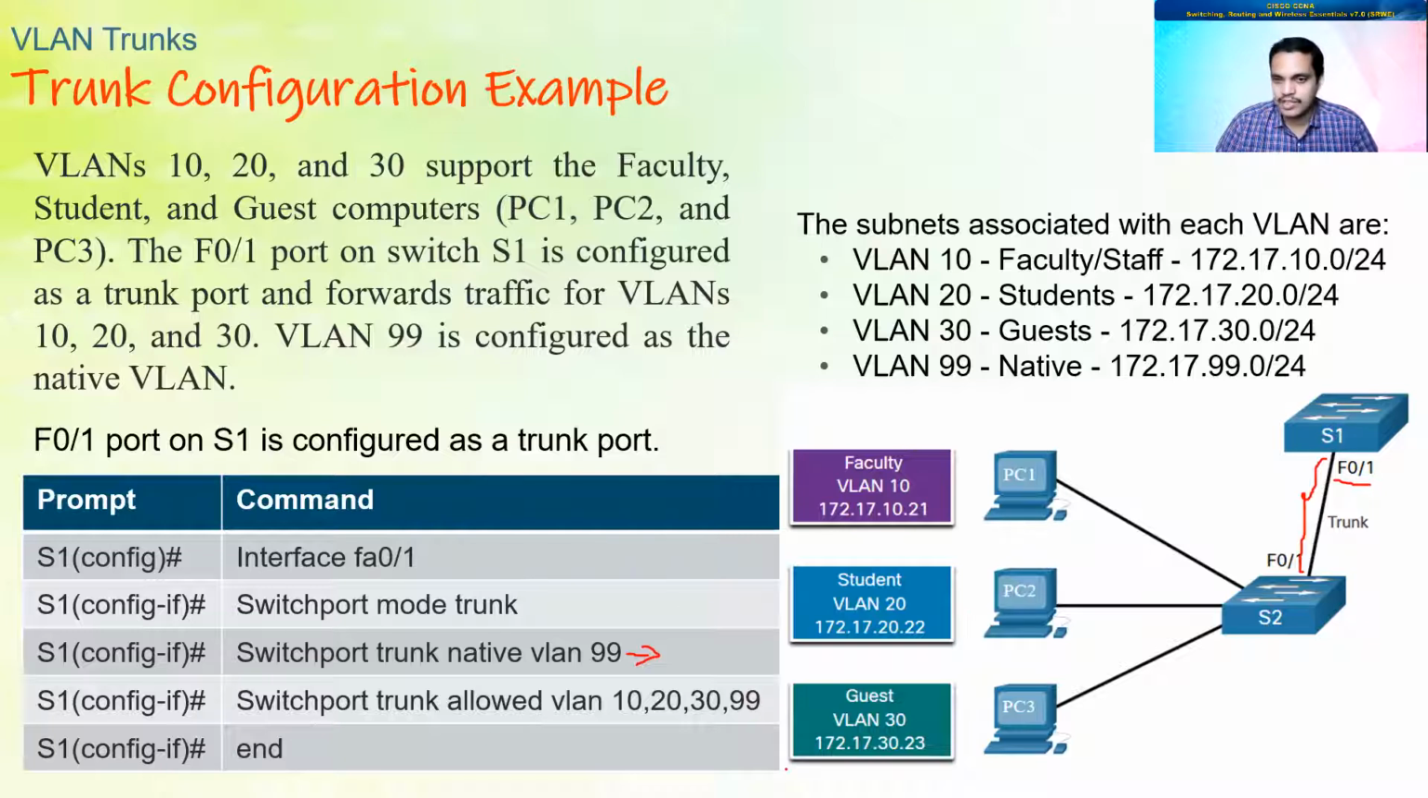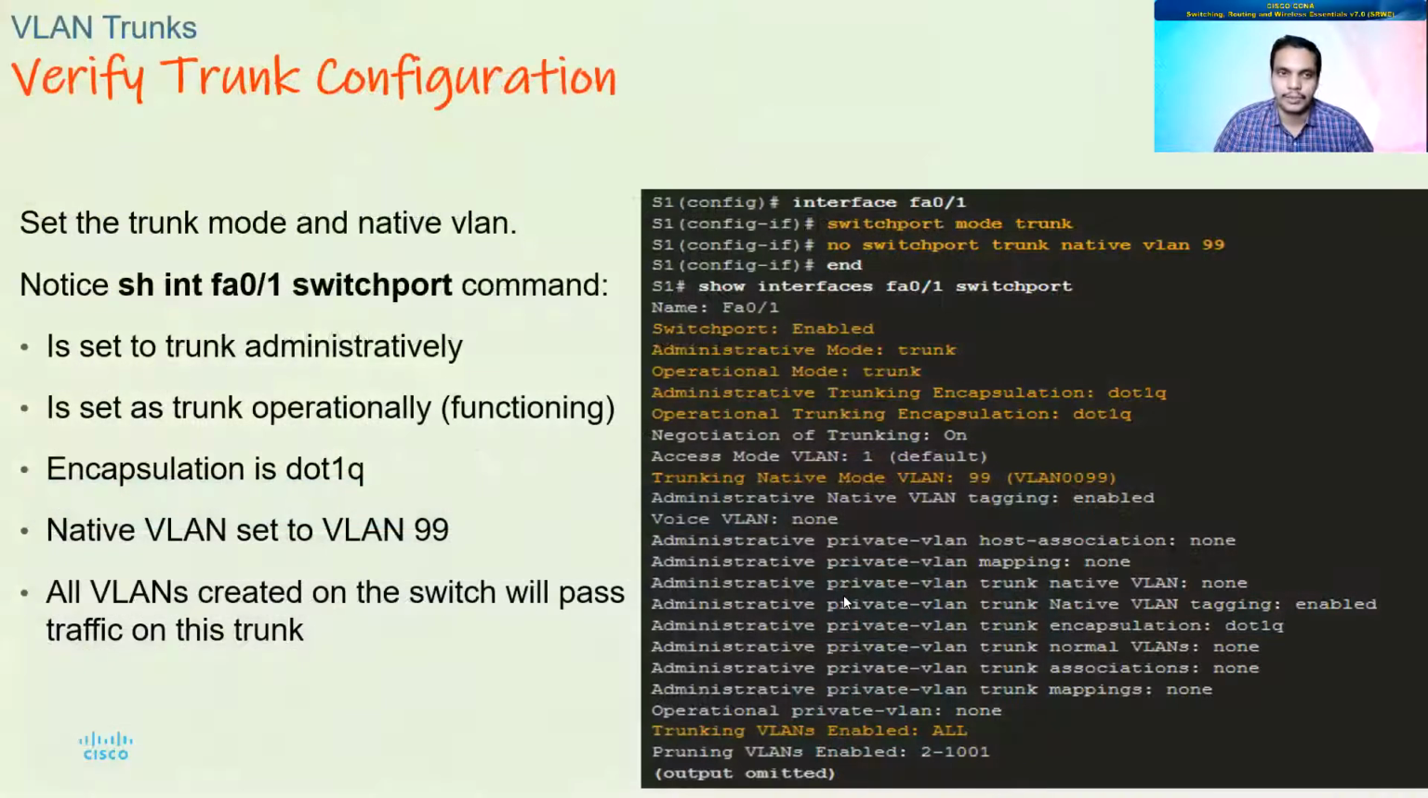Now, the same configuration has to be done on this particular interface on S2 also. What happens is, this link has been configured as a trunk, and it now has the capability of forwarding traffic that belongs to any one of these VLANs: 10, 20, 30, and 99. This is your trunk configuration. As I told you, we will be working on various Packet Tracer activities. For you to understand better, you have to go through the activities. You have to do them yourself. Only then will you have good expertise.